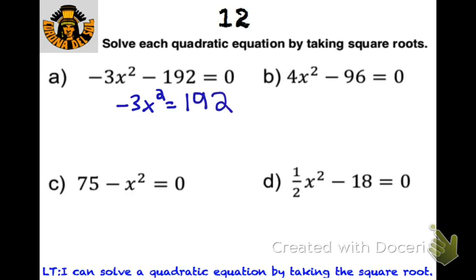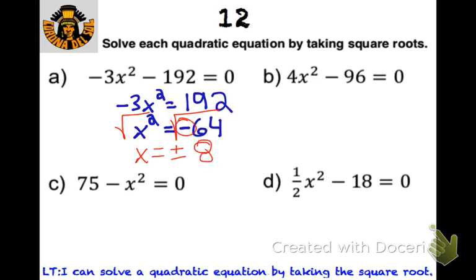Okay, so then we're going to divide by -3, and when you divide by -3, you get -64, and then you want to take the square root, so you get x equals, and we always have to remember to do the plus and the minus for all of these. So then when we take the square root, we know it's a perfect square, but it has this little negative under there, so that's where we need to have the i. That's how we deal with taking the square root of a negative.